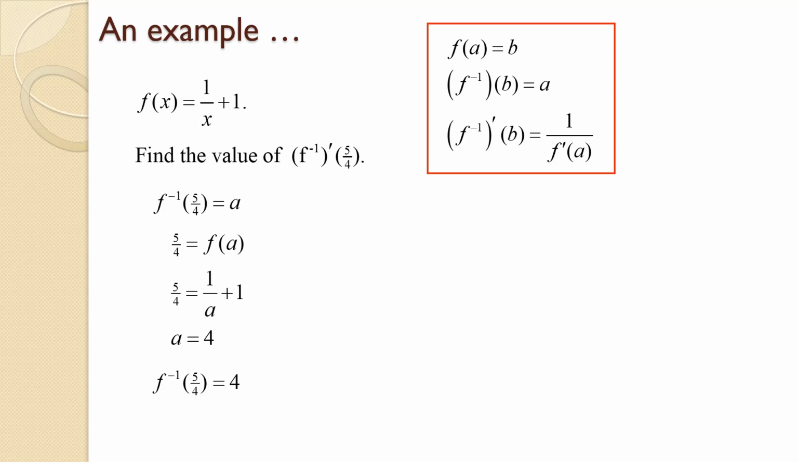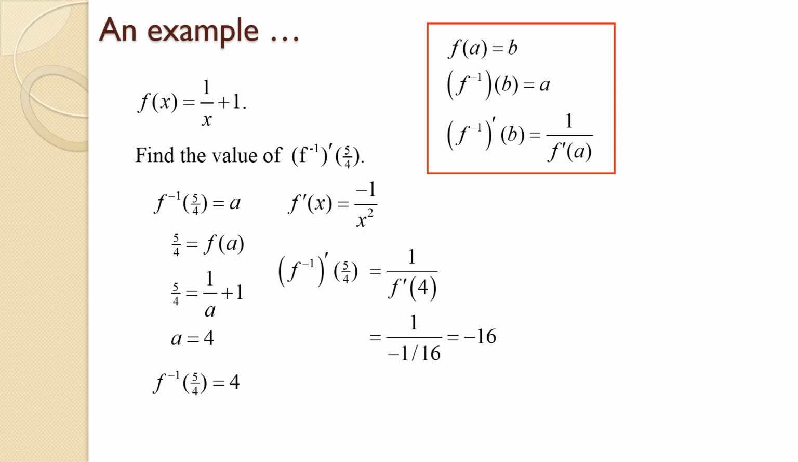So the input of the inverse is 5/4. The corresponding input for the function f is 4. So now that I have that, I can find the derivative of the inverse at 5/4. In the rule, I'll need to know the derivative of the function f. So there you go. I did it for you. So the derivative of the inverse at 5/4 must be the reciprocal of the derivative of the function f at 4. But the derivative of the function f at 4 is negative 1/16. So it's the reciprocal of that, negative 16. That's the answer. That would have to be the derivative of the inverse at 5/4. And notice, nowhere in this process did I actually find what the inverse was.